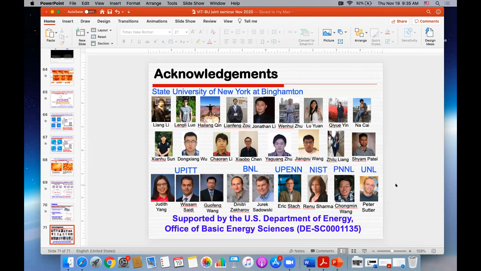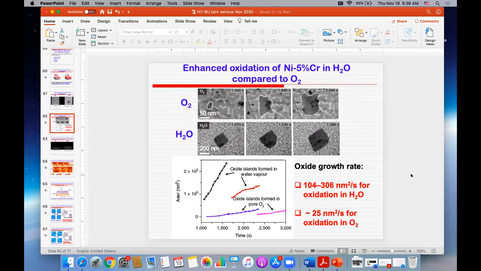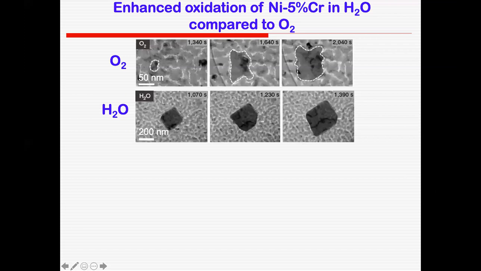Yeah, I have one question. Yes, Dr. Zhou. Hi, Guangwen. Yeah. So at the last part of your presentation, you talked about the nickel oxide growth in the water vapor environment and oxygen environment. And the shape of the oxide growth seems to be different. Is that the shape? I mean, it's the same nickel oxide, right? So what's the cause of those shape differences? Yeah, I think there are several reasons.